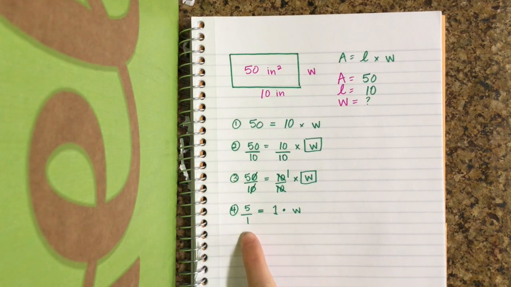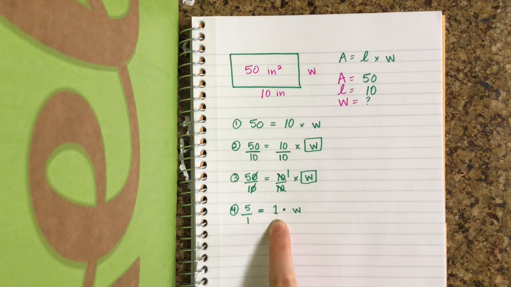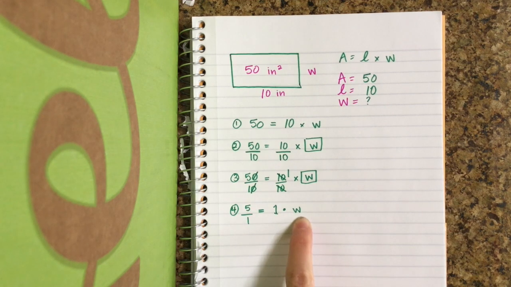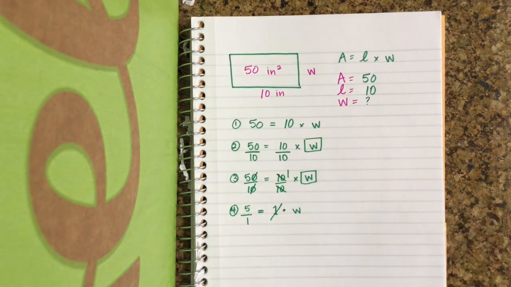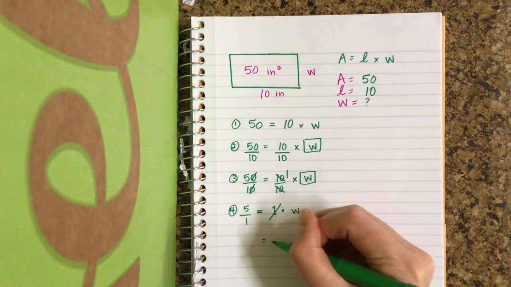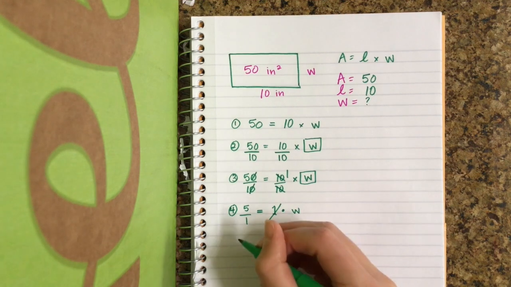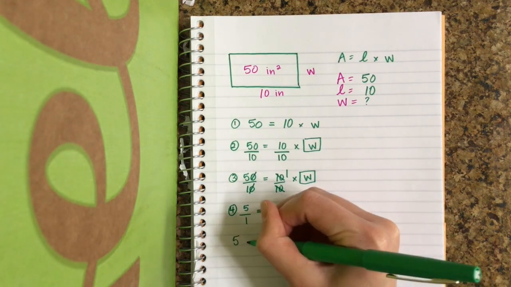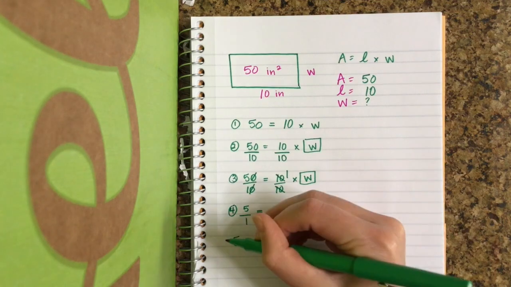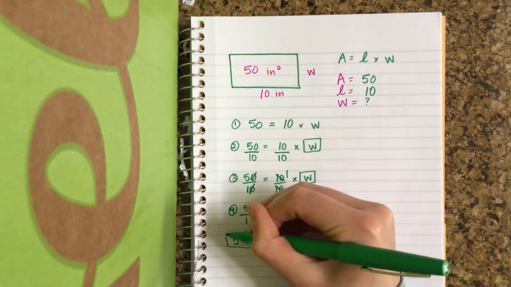So now we have 5 over 1 equals 1 times W. We can just cross 1 out because it won't make a difference. We have W by itself now. 1 goes into 5, or 5 divided by 1 is a simple 5. And then we have inches for our units, and that is our answer.